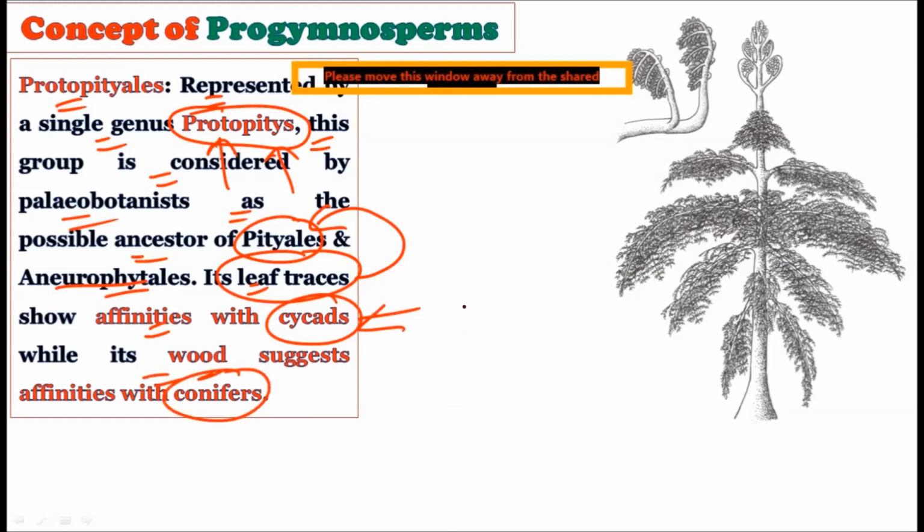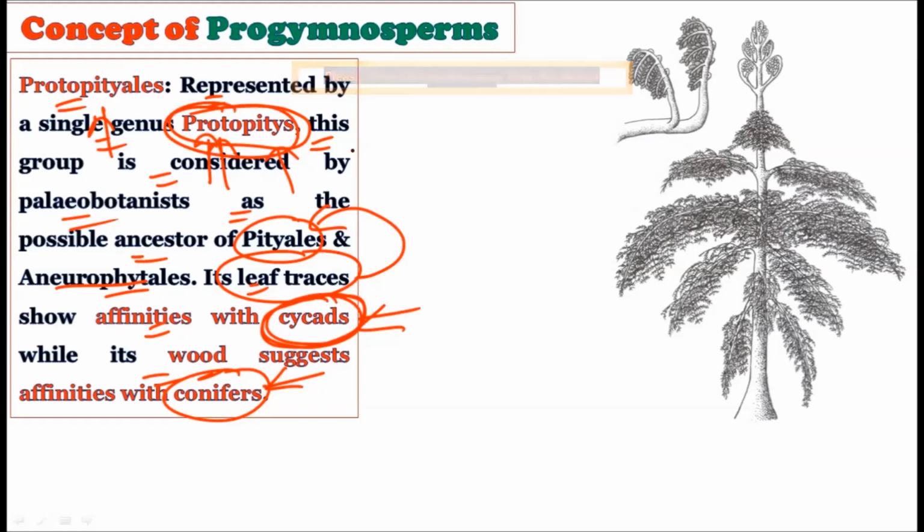Whatever the conifers and the woods are there, it is showing the comparison with that of the conifers, and the leaf traces were of the cycads. So you can consider this particular genus, called Protopitys, which is comparable with that of the cycads as well as of the conifers.